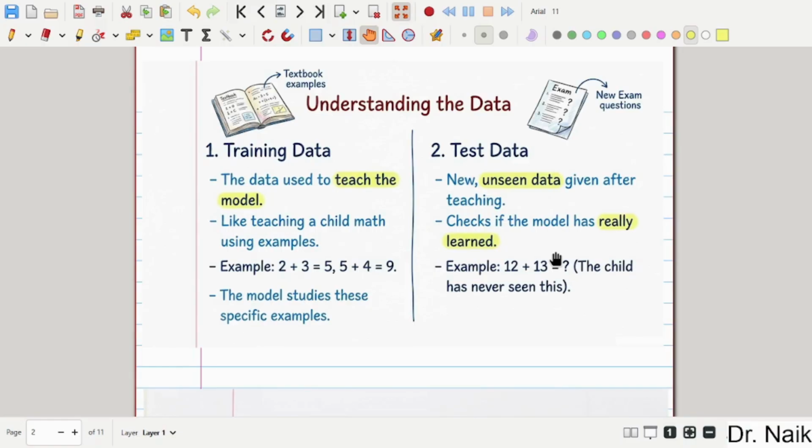The teacher tests whether the child has learned the concept or not by giving him a new problem. For example, 12 plus 13, an example which the child has never seen. Similarly, we check if the model has really learned by giving it unseen data.